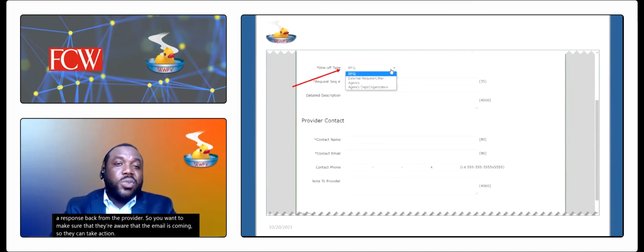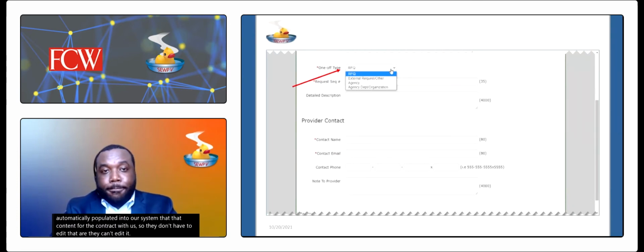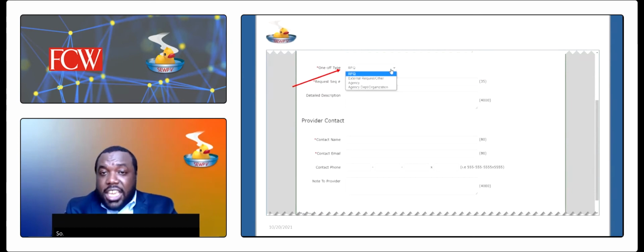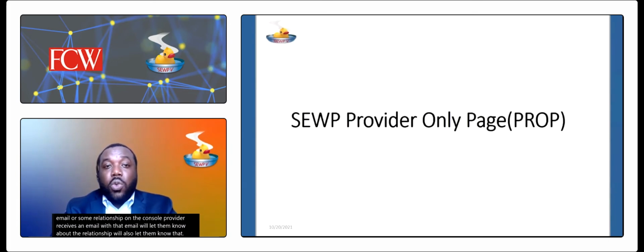For our established authorized reseller providers, or EARP providers, we have a point of contact on file that is automatically populated in our system for the contract holders to use. So they don't have to edit that, or they can't edit it rather. It's there. So once the contract holder submits the relationship, the provider receives an email. And with that email, we'll let them know about the relationship, but we'll also let them know they have access to what we call the provider-only page, or PROP.